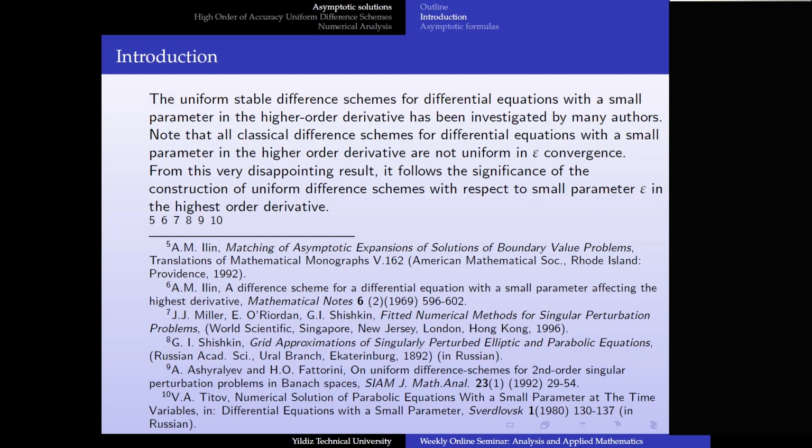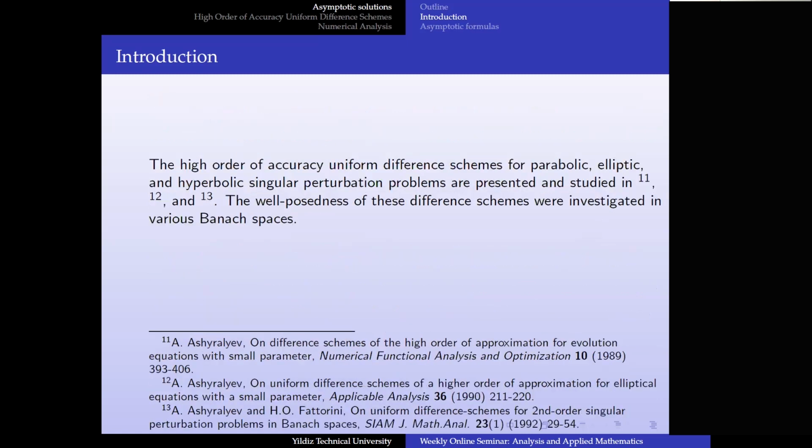So from this very disappointing result, it follows the significance of the construction of uniform difference schemes with respect to the small parameter epsilon in the highest order derivative. We refer to Ilin, and then Shishkin, and Ashraliev, Titov, and many references in these books and publications.